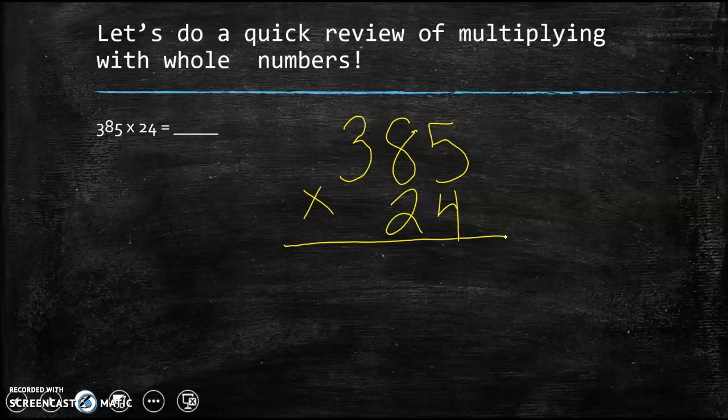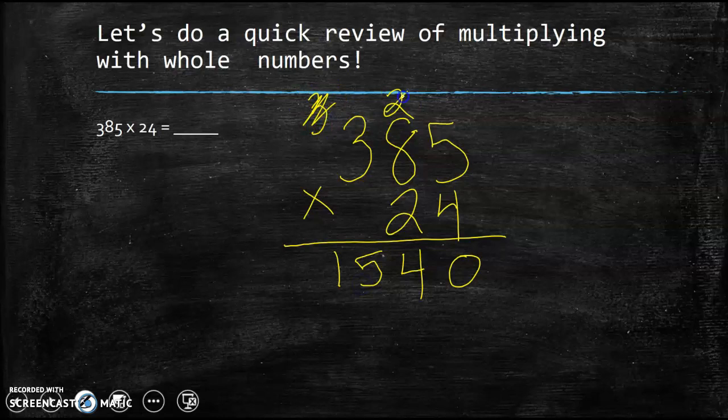Our ones, and then we'll go to our tens. So 4 times 5 is 20. Bring that 2 over because we can't put it all in one place value. 4 times 8 is 32, plus the 2 we carried over is 34. How important are your math facts, huh? 4 times 3 is 12, plus 3 is 15. And we are done with our first partial product.